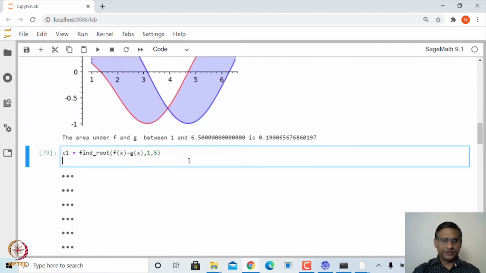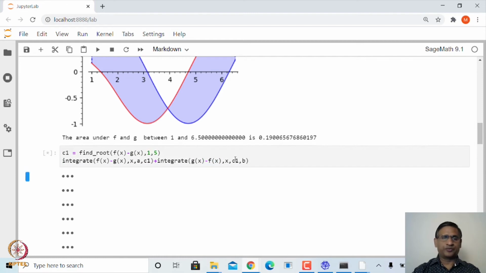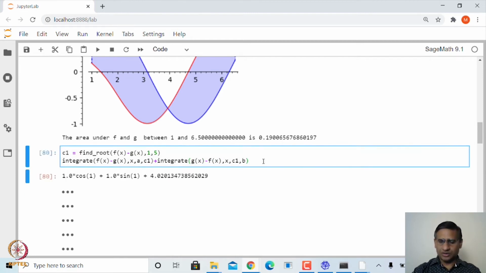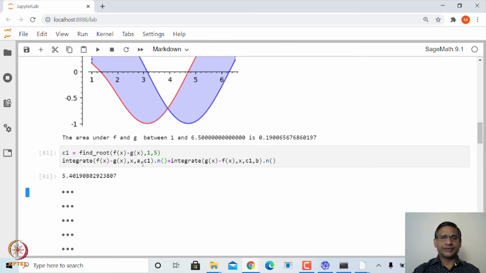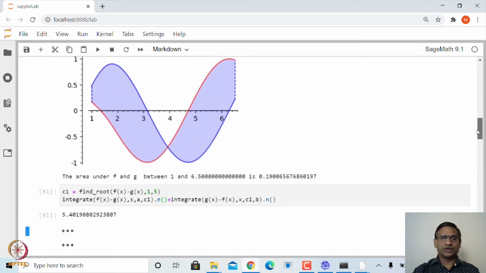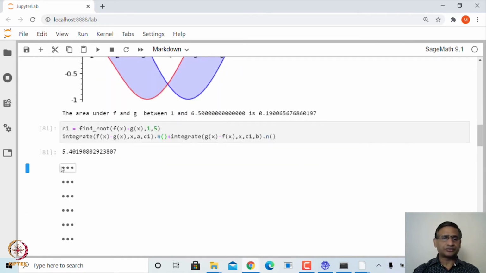So this integral from a to C1, and then the next one will be the integral of g(x) minus f(x) from C1 to b. If you add these two and take the numerical value with dot n, and here also dot n, that's the actual integral, right. So this is how you can find the area between two intersecting curves.